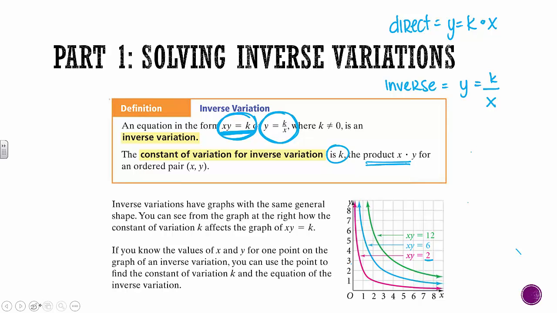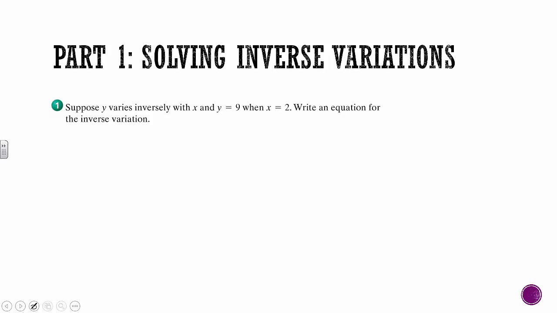If you know the values of x and y for one point, you can use that point to find the rest of them. So it says, suppose y varies inversely with x. When you see that, you should be thinking y equals k divided by x. That should pop into your head. They tell you 2 pieces of information. y is 9 and x is 2.